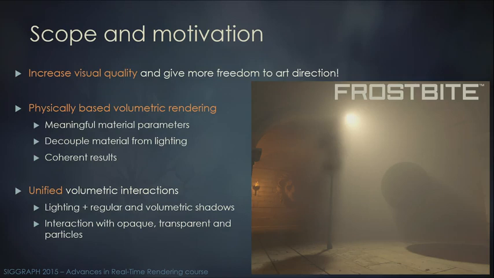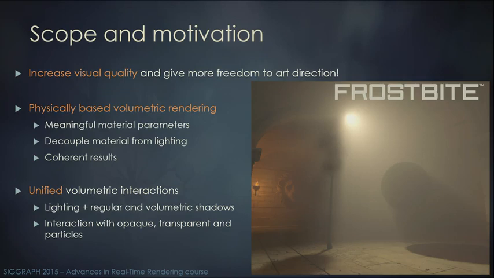So our motivation and scope: we want, of course, to increase the visual quality and give more freedom to the game teams for them to increase the complexity of their visuals and a different mood for their scene. They may want different overall ambient and mood. And we want our volumetrics to be physically based for several reasons. The first is that we want to have a meaningful set of parameters that artists can author. We want to decouple the material and the lighting, so we don't want scattering color on the lights, for example, that's wrong. And with this, we should get coherent results that are easy to understand and improve on.